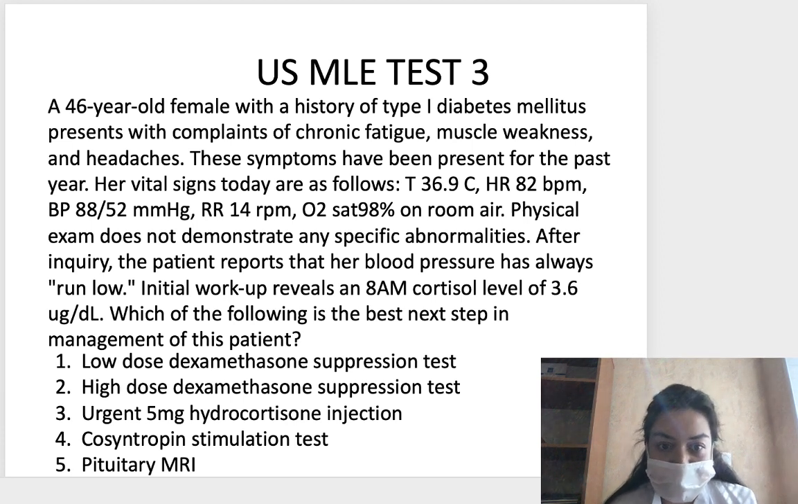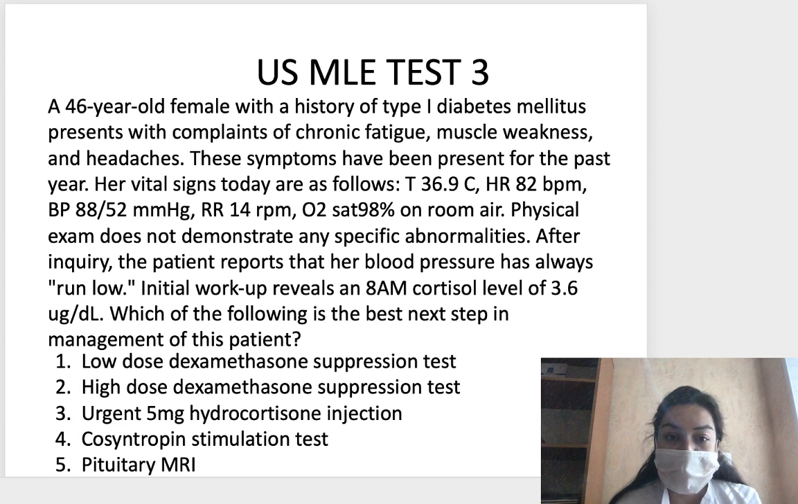Physical exam does not demonstrate any specific abnormalities. On questioning, the patient reports that her blood pressure has always run low. Initial workup reveals an 8 a.m. cortisol level of 3.6. Which of the following is the best next step in management of this patient?